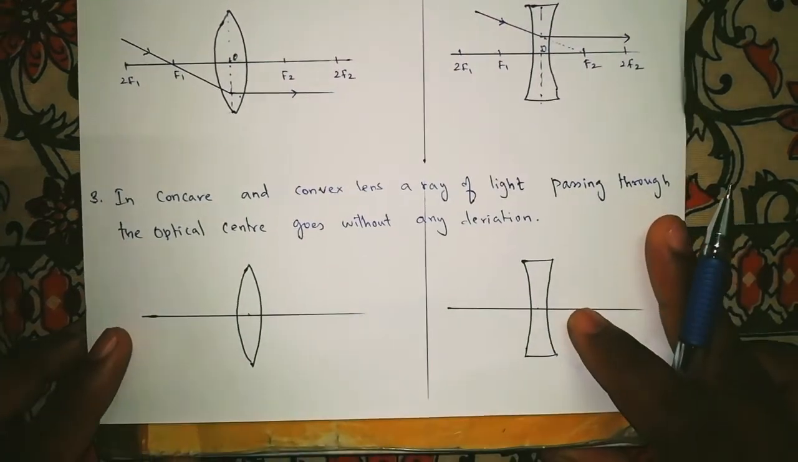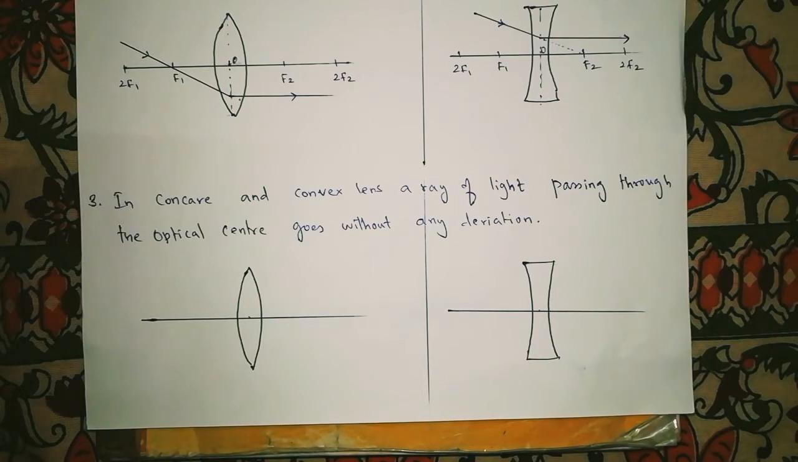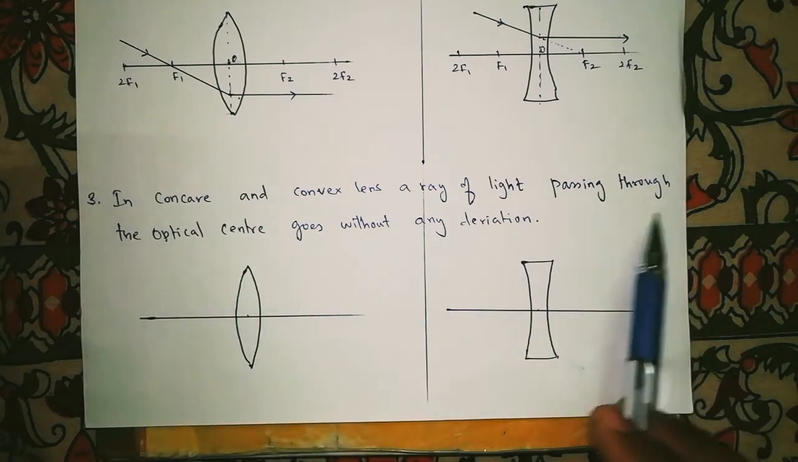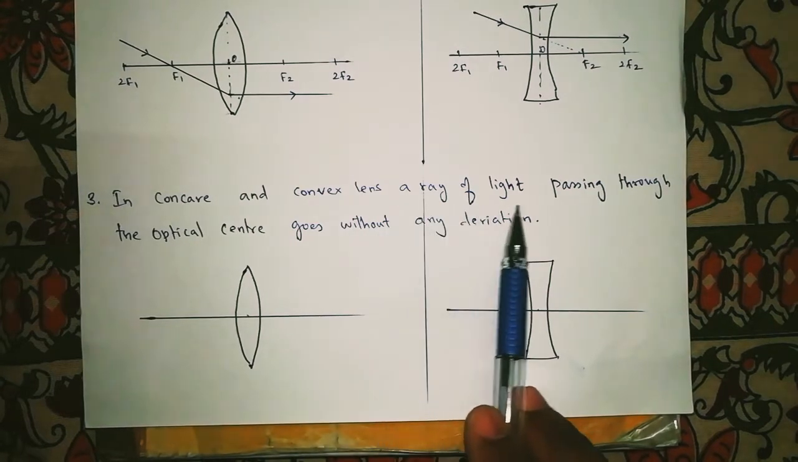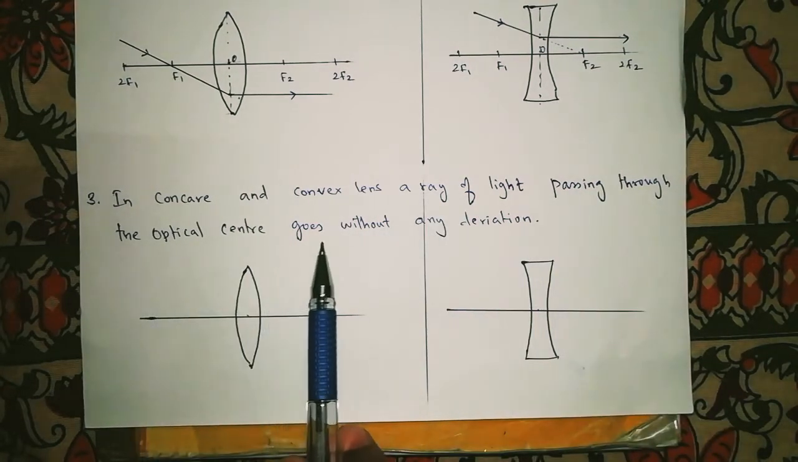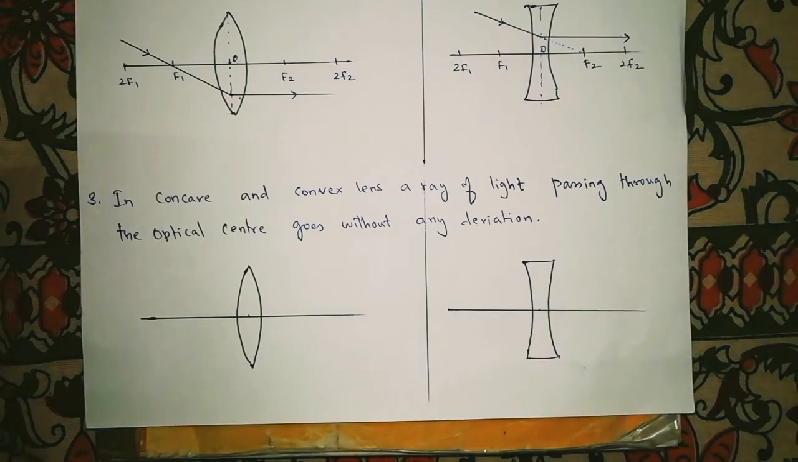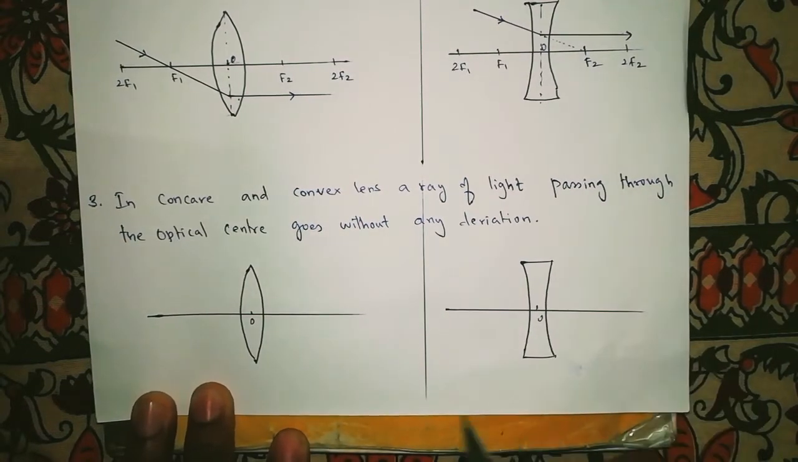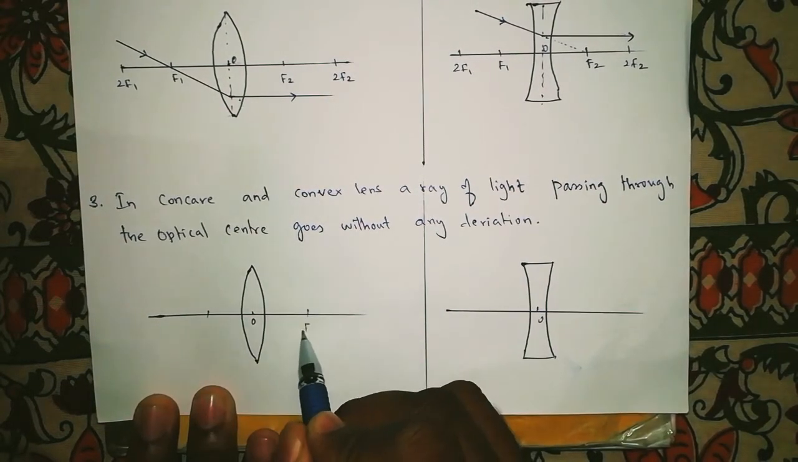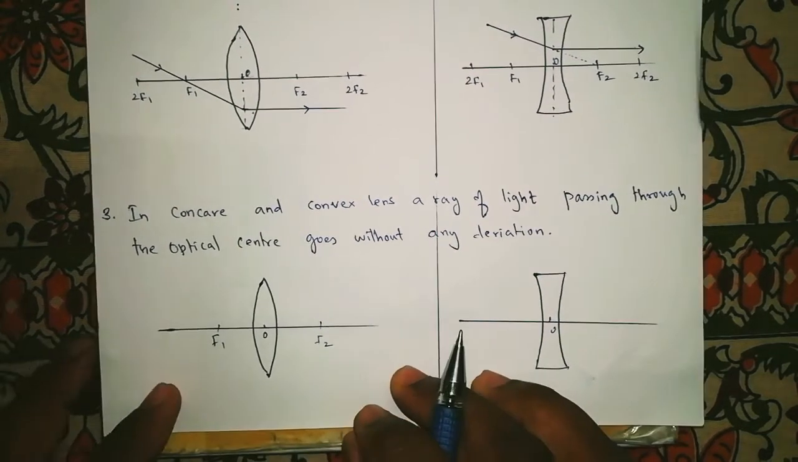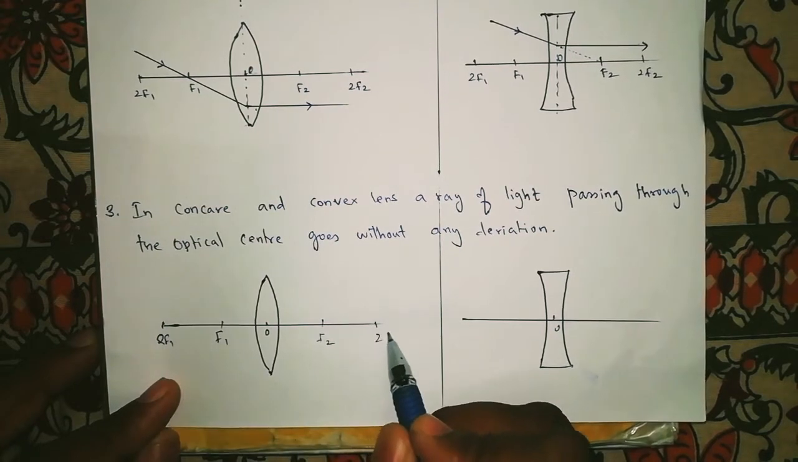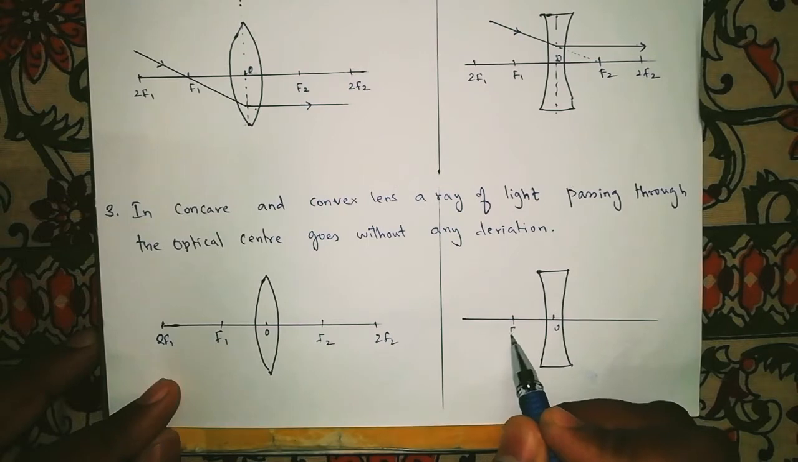And the third one, in concave and convex lens, you can see that these two are completely the same. That is why it is written together. For concave and convex lens, a ray of light that passes through the optic center goes without any deviation. So you can see that this is the optic center for both, and here we can find the focal length or focus, and here we have the center of curvature, which can be written as 2f1 and 2f2, and here also we write the same thing.